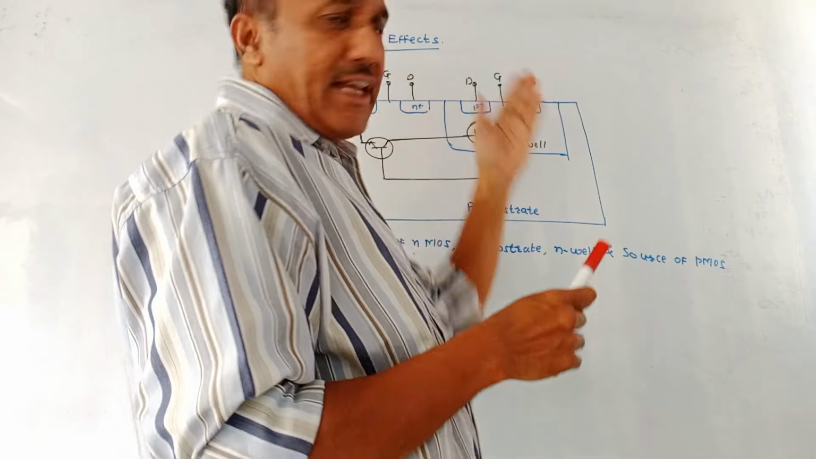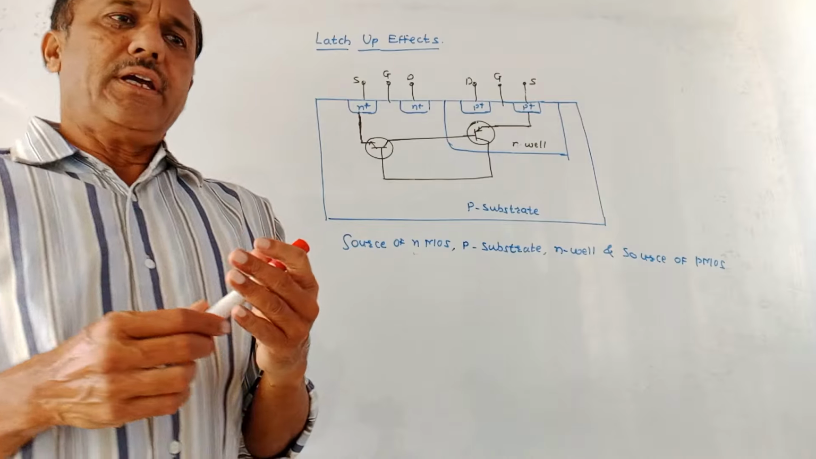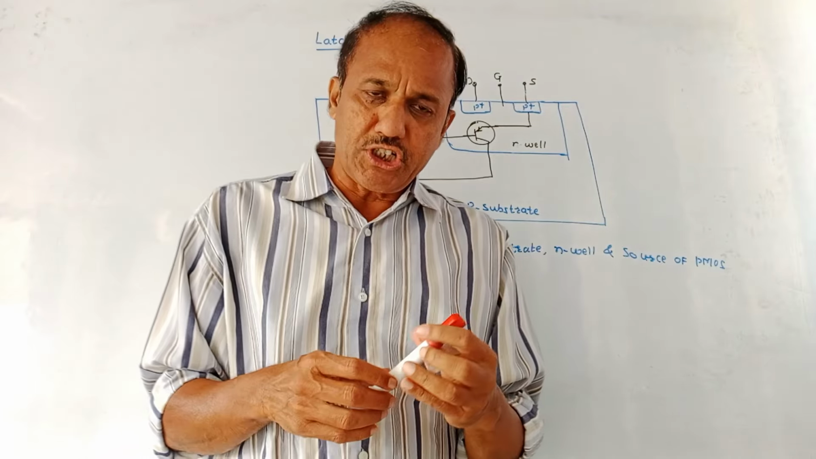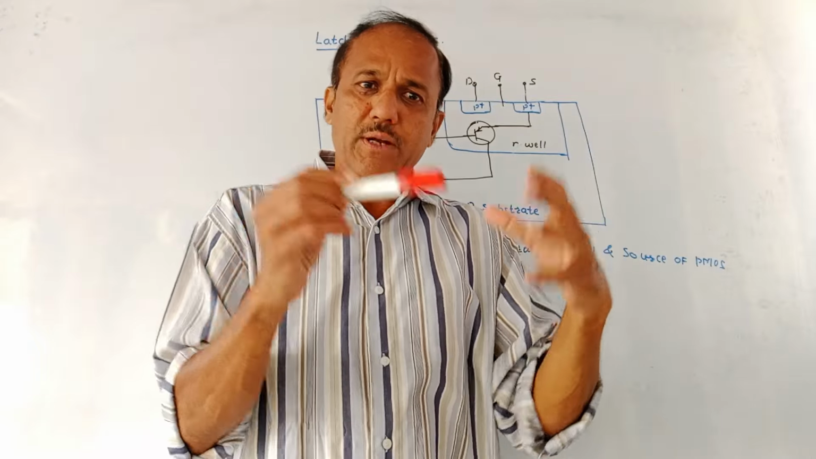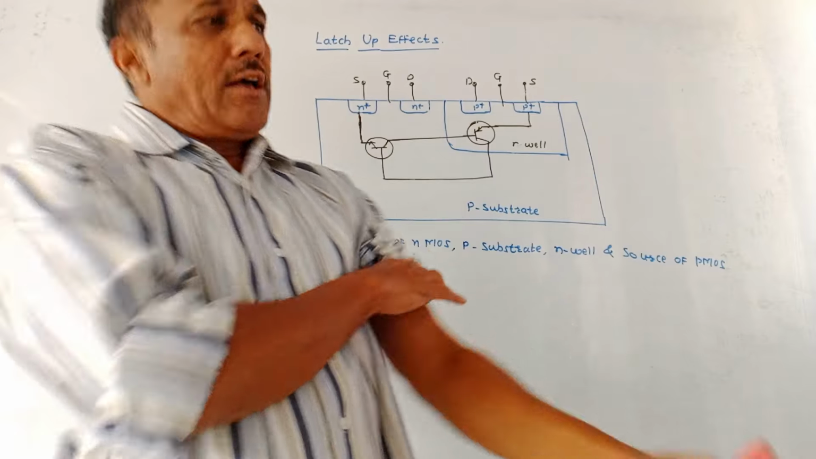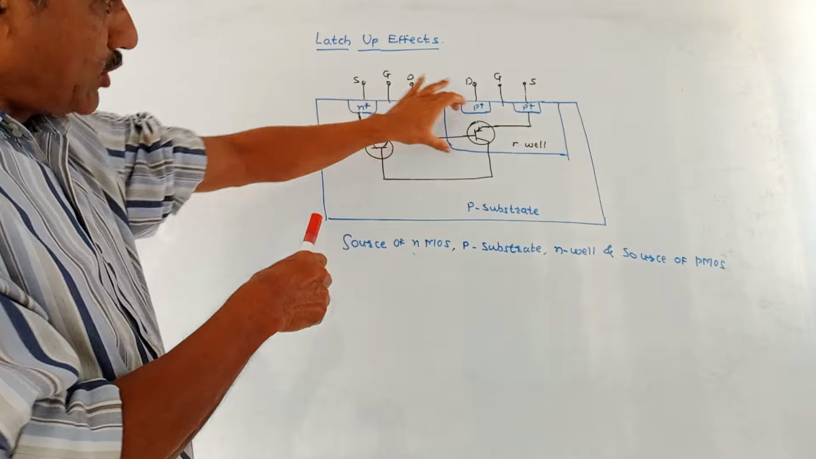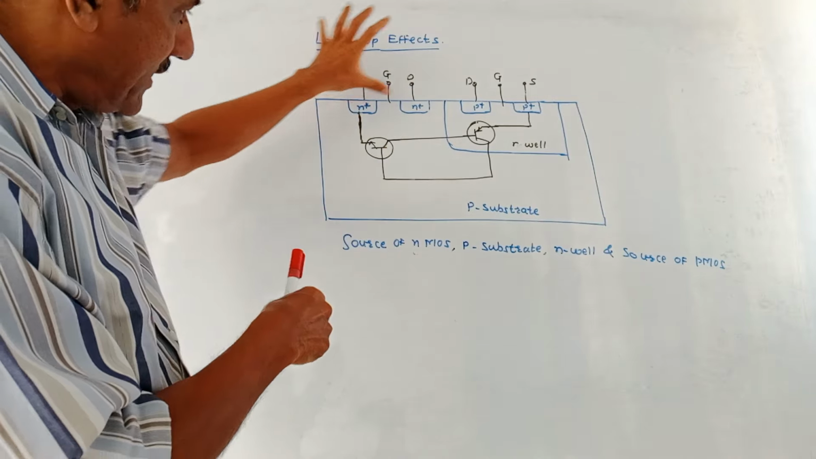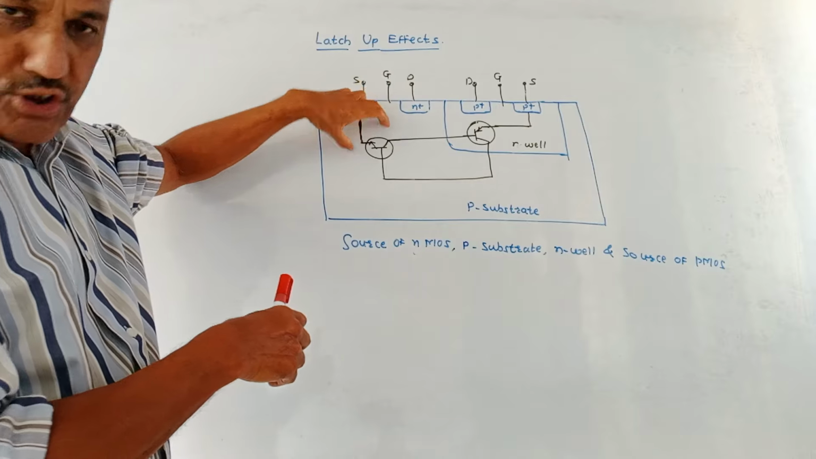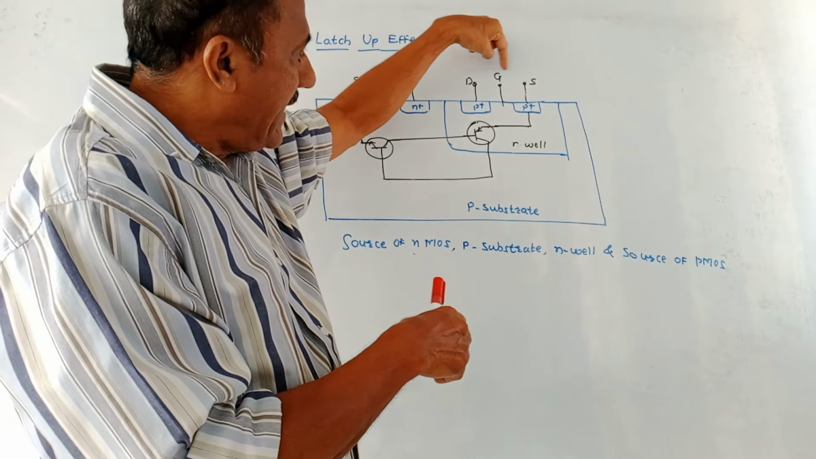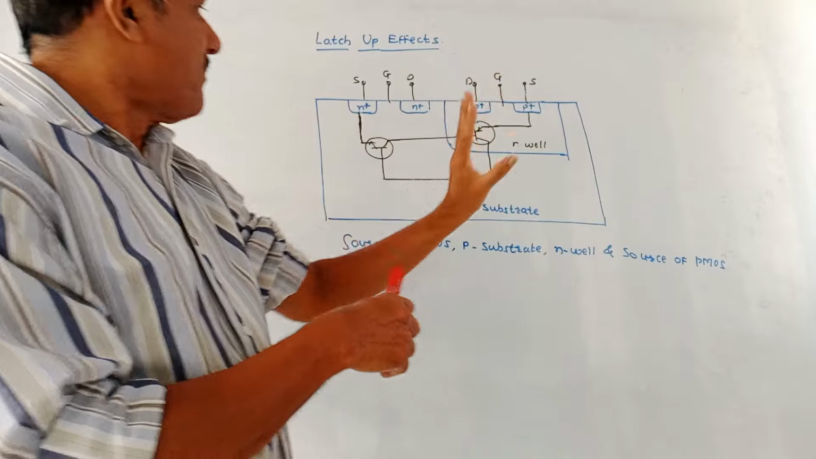Next part is latch-up effect. Actually, if we are talking about a CMOS structure, then it contains many NMOS and PMOS transistors. As shown in this diagram, this NMOS and PMOS are interconnected. The different terminals are shown: source, gate, drain terminal for NMOS, and in the same way, drain, gate and source terminal for PMOS.